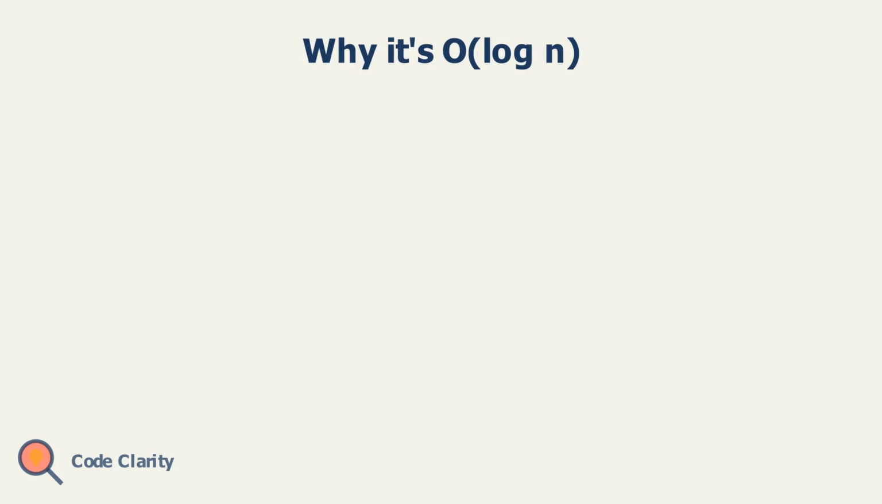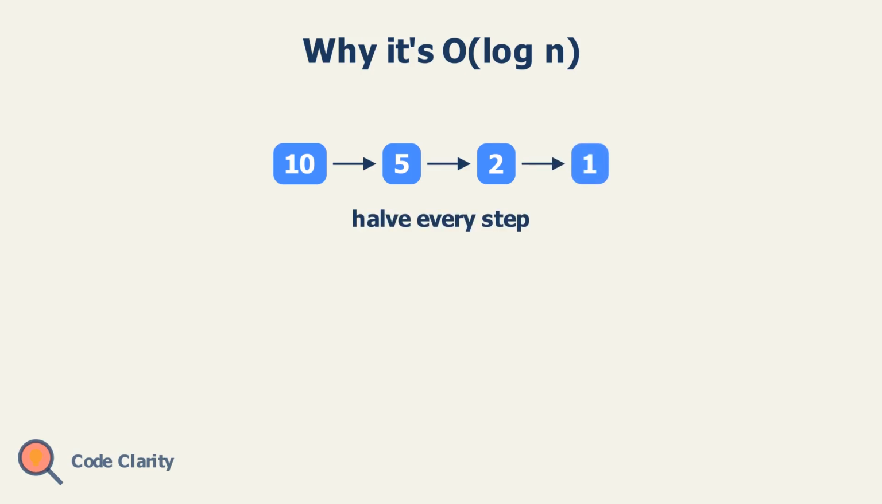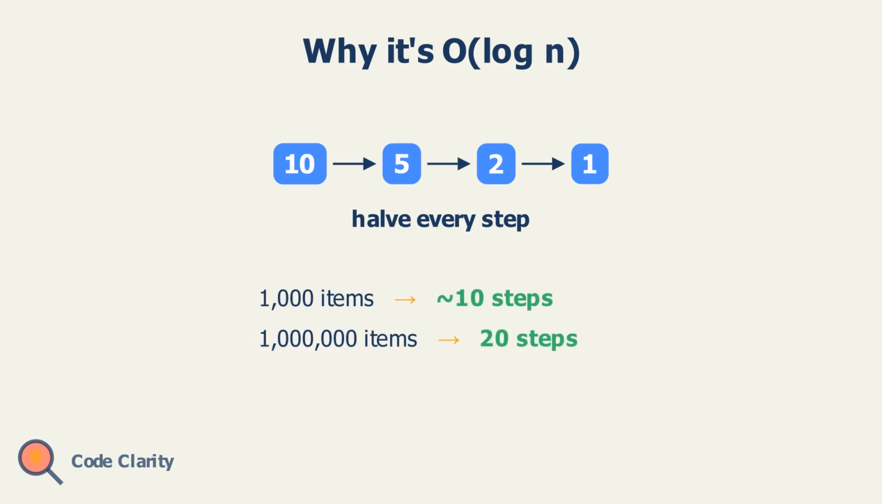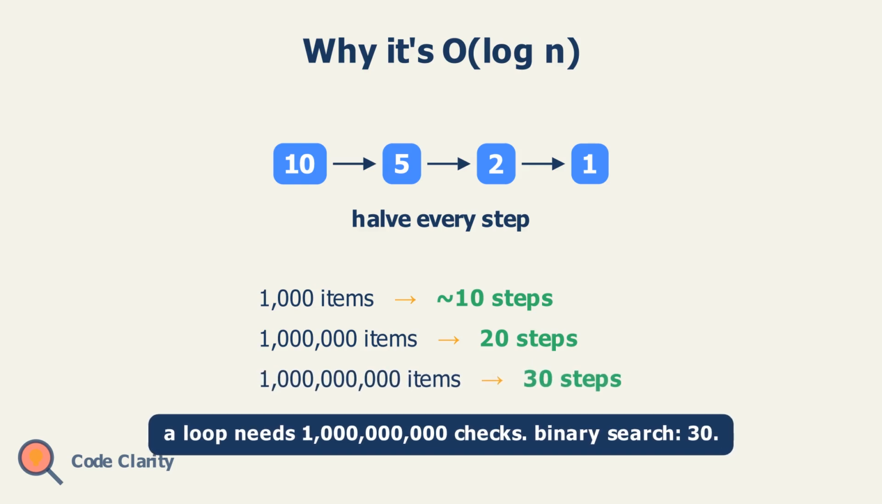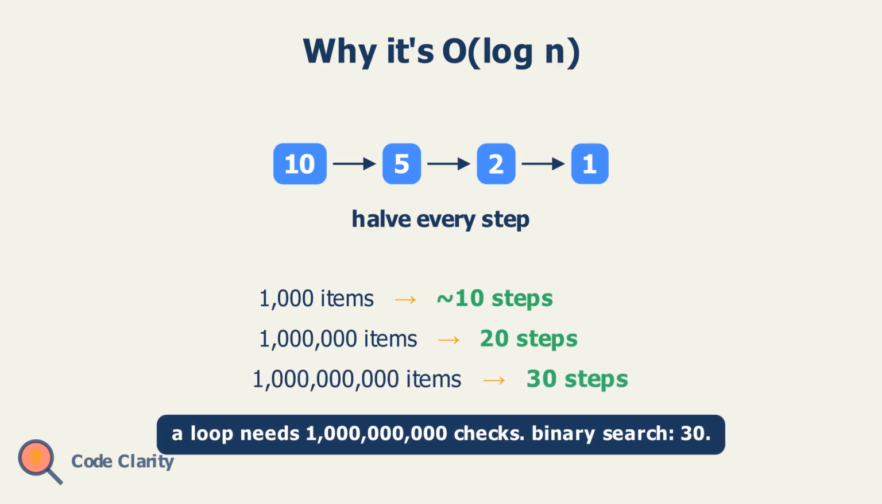So, how fast is this? Every step cuts the problem in half. 10 items becomes 5, becomes 2, becomes 1. That halving pattern has a name. O of log n. And logarithms grow painfully slowly, which is exactly what we want. Watch. 1,000 items? About 10 steps. 1,000,000 items? 20 steps. 1,000,000,000? Just 30. A plain loop would need 1,000,000,000 checks. Binary search needs 30. That is the entire reason this algorithm matters.